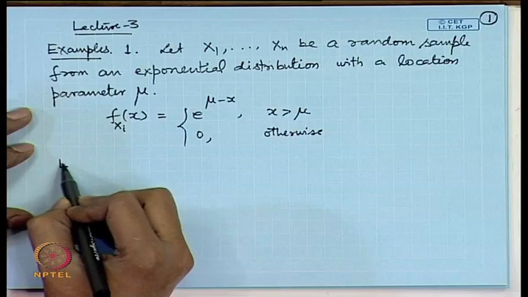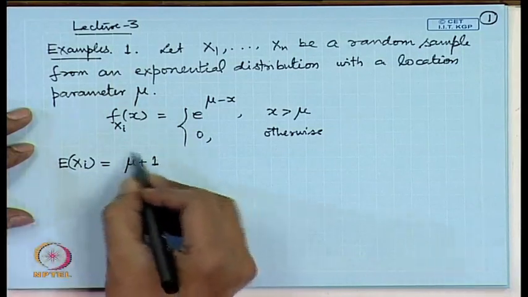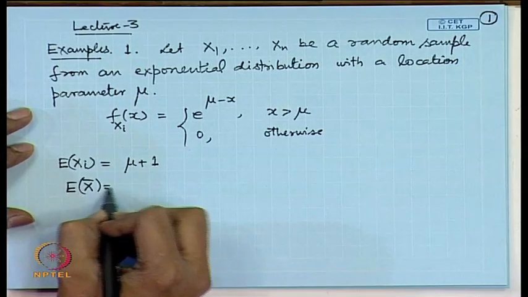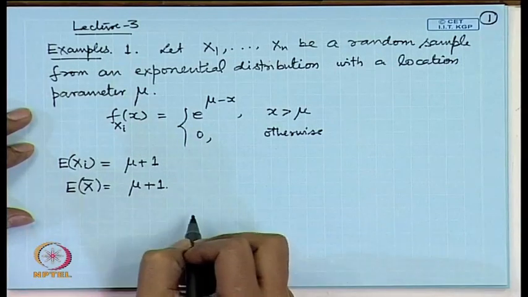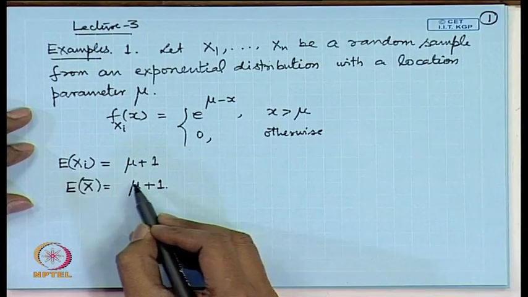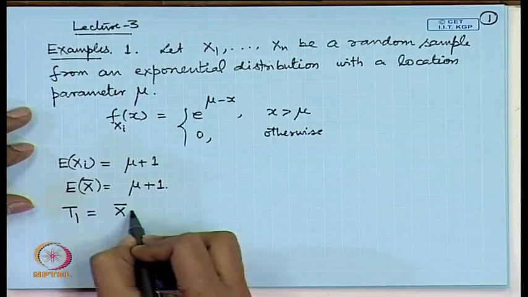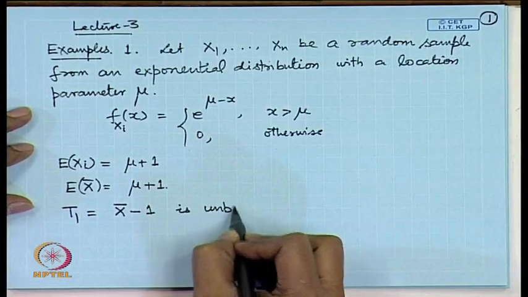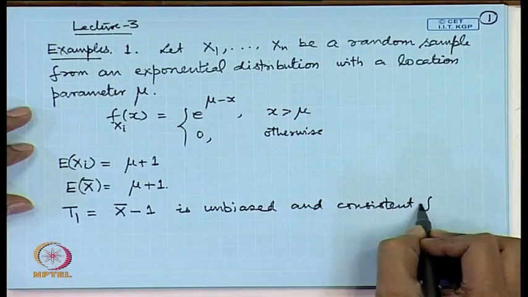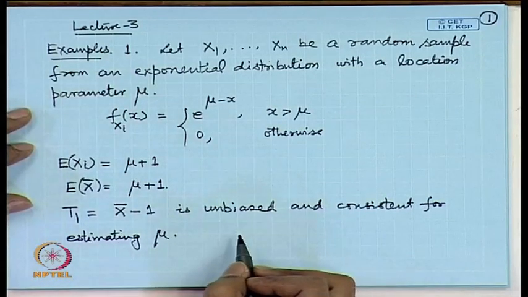So, here if you see, expectation of x i is equal to mu plus 1. So, mu plus 1 is the first moment, and therefore, expectation of x bar is also going to be mu plus 1. So, by weak law of large numbers, we get x bar as a consistent estimator for mu plus 1, and if I take 1 to the left hand side, then we get, let me call it T 1, T 1 is equal to x bar minus 1, which is unbiased and consistent for estimating mu, that is the minimum guarantee time.